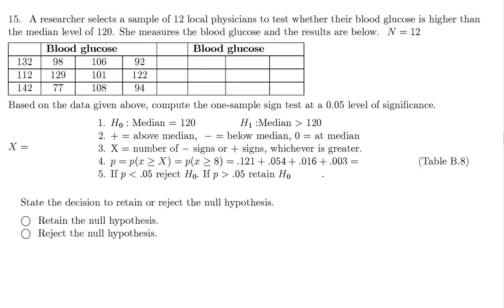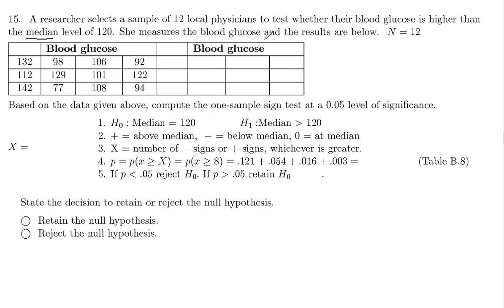We're working on WebAssign Homework 8, problem number 15. Here we want to perform a sign test. We've got a researcher who's taken samples from 12 local physicians to test their blood glucose and see whether or not it's higher than the median. So we're comparing to the median of 120 now instead of the mean.